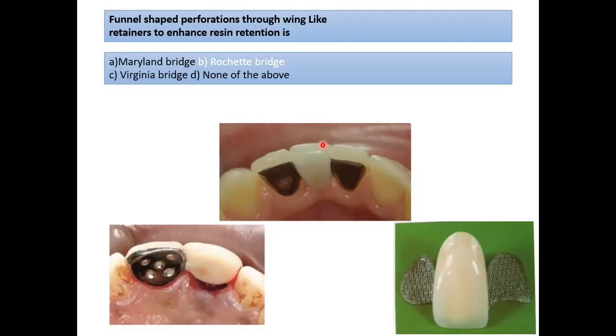So when they ask to identify which is the Maryland bridge, it will have a wing which doesn't have anything. But when they say funnel shaped perforations, any large perforation seen means that is your Rochette type of bridge. And your Virginia bridge will have something like a mesh that is located on the bridge.